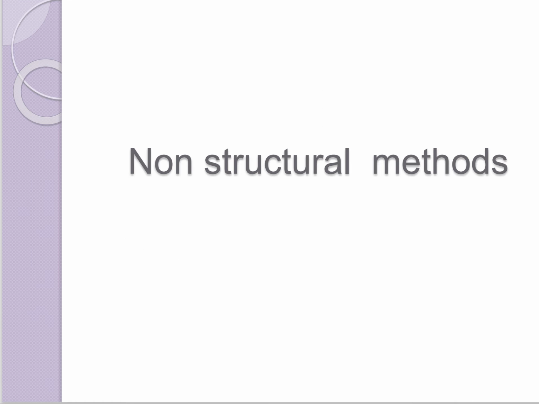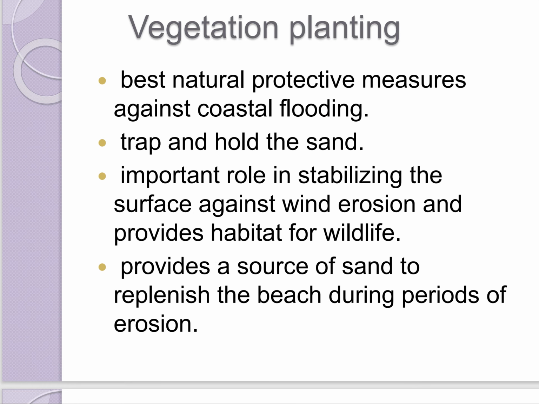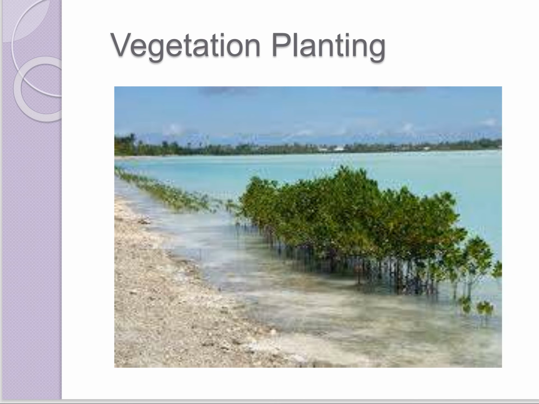Now let's see the non-structural methods for the protection of coastline. Non-structural methods include vegetation planting and beach nourishment. Vegetation planting is the best natural protective measure against coastal flooding. Trap and hold the sand. Important role in stabilizing the surface against wind erosion and provides habitat for wildlife. Provides a source of sand to replenish the beach during periods of erosion. So vegetation planting is one of the best methods for the protection of shores.